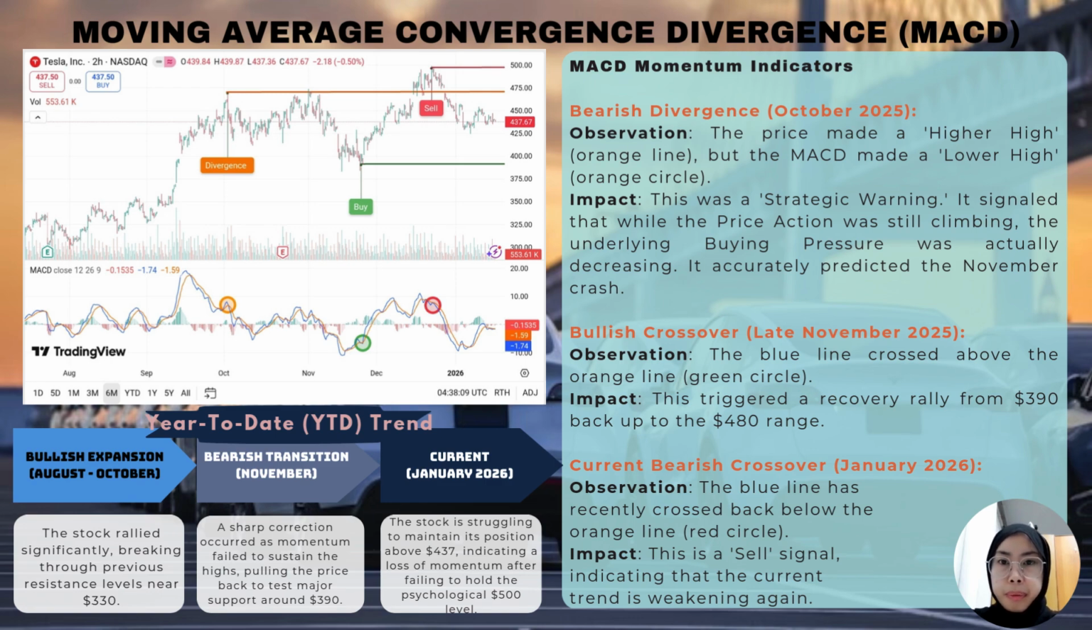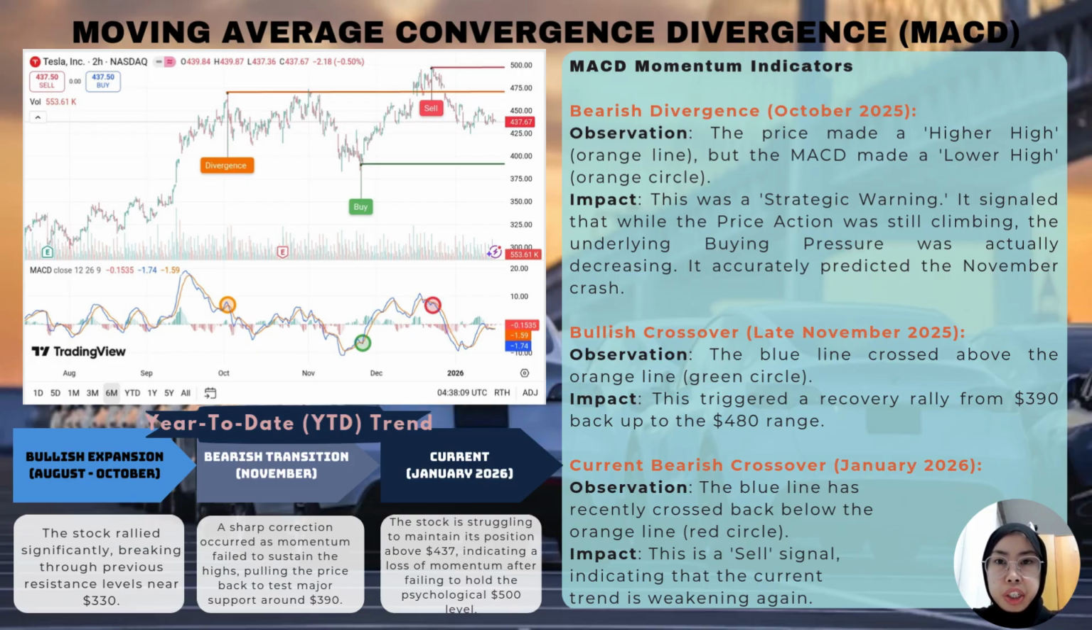For the MACD momentum indicator, the big signal, which is bearish divergence, we can look at the orange circles on the chart. In October, the stock price was making a higher high, but the MACD was making a lower high. This told us that buying pressure was actually decreasing while the price climbed. This was a clear warning that predicted the crash we saw in November.